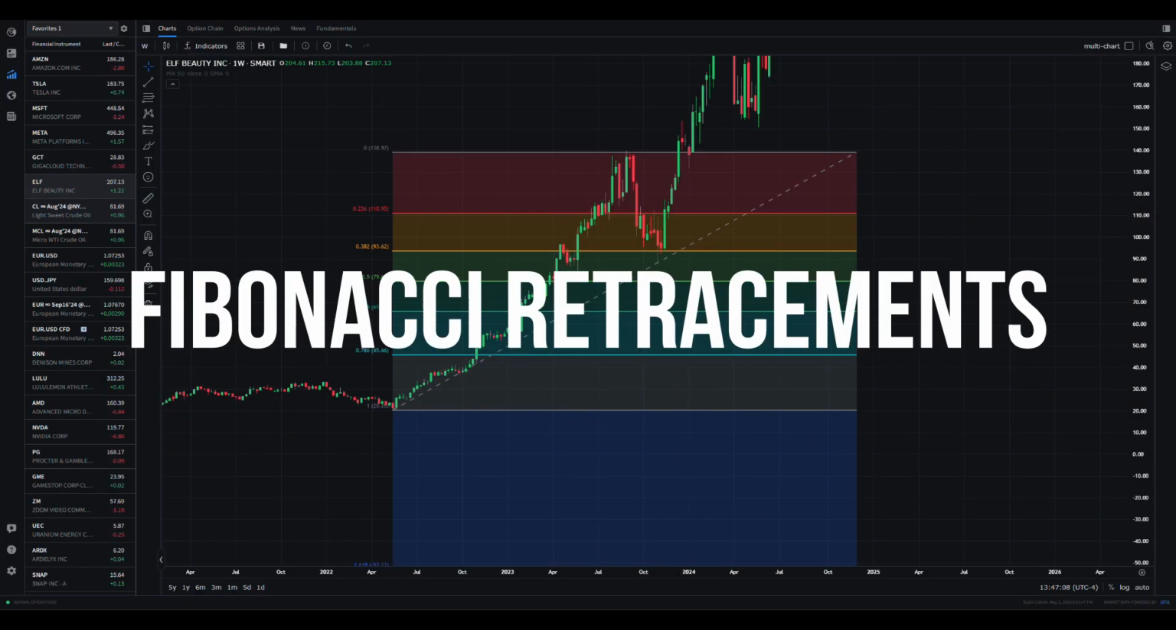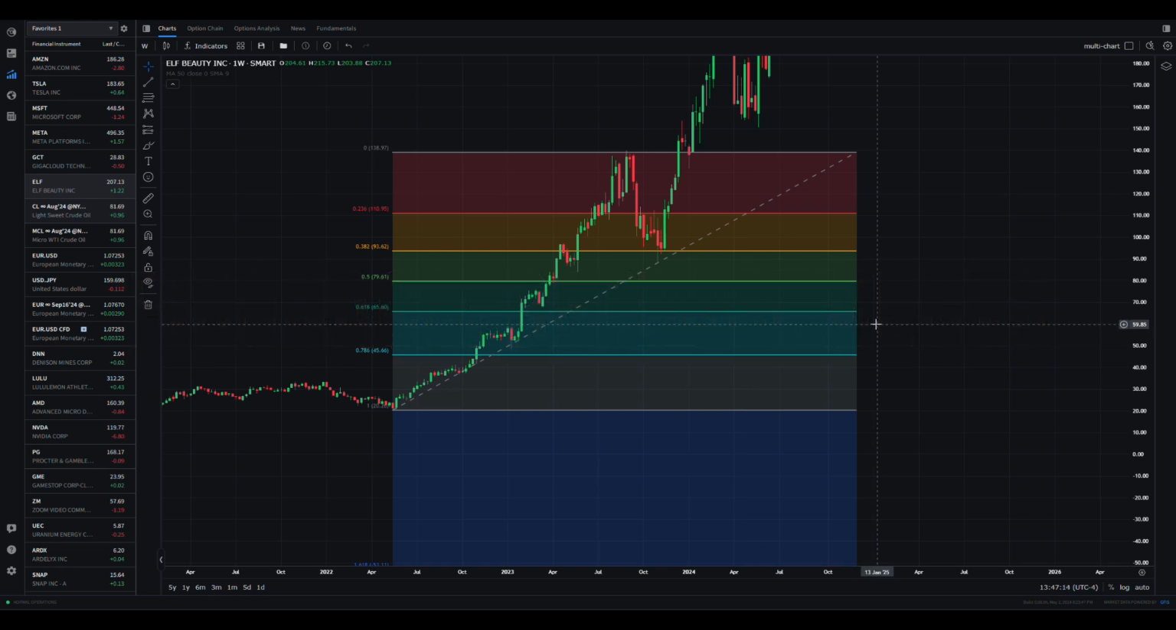Fibonacci retracements. Fibonacci retracements are used by traders to identify potential levels of support or resistance. It's based on the Fibonacci sequence of numbers, a mathematical sequence in which each number is the sum of the two preceding ones: 0, 1, 1, 2, 3, 5, 8, 13, 21, etc.